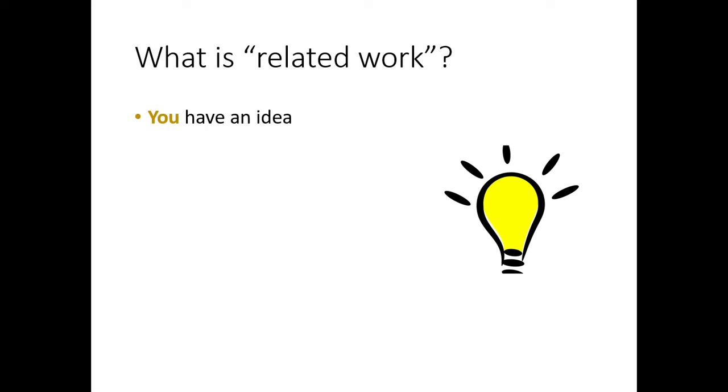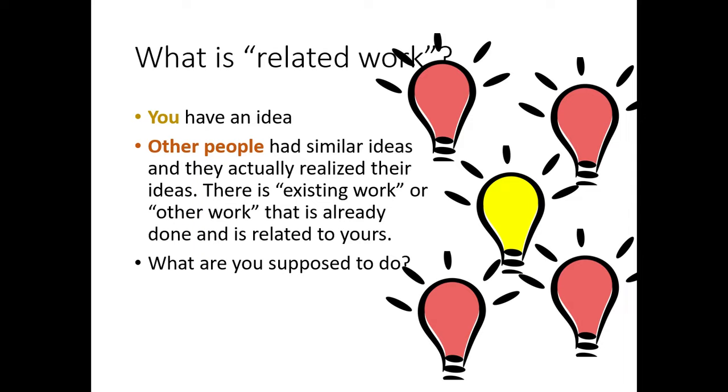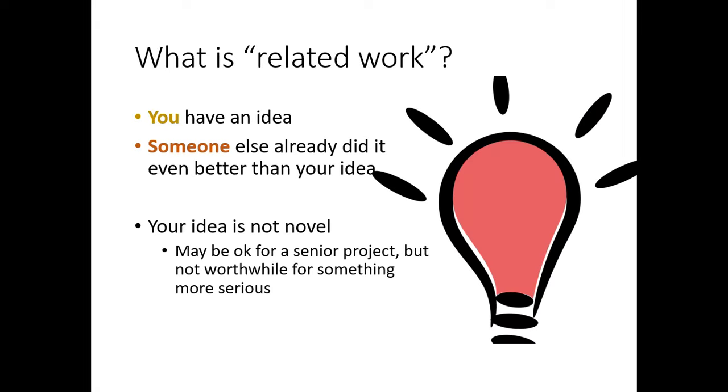So you have an idea for your senior project. Someone else already did it. These red ones are other people's ideas, other people's work. You have this nice idea, the yellow one. Somebody did it even better already. So what do you do in this situation? You want to create an autonomous car. People have created autonomous cars that can already drive really nicely. So what are you supposed to do? This means that your idea is not novel, it's not new.